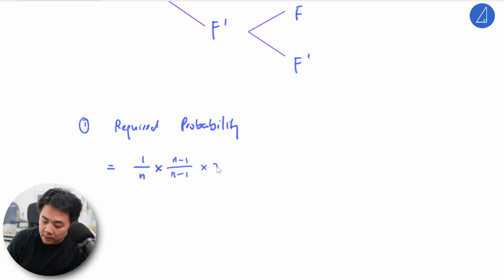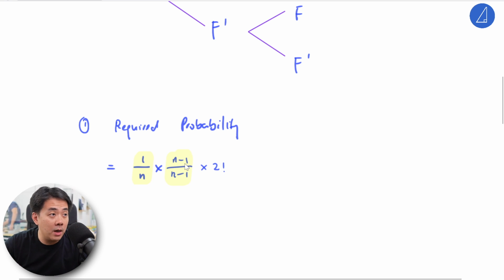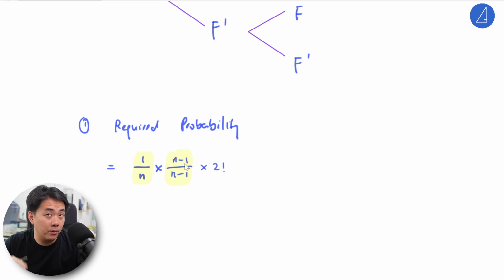Then times 2 factorial. You need to remember to arrange the tree diagram. It can be, he chose a box with the prize, then a box without the prize, or a box without the prize, then the prize, a sequence of events. So this will be 2 over n.